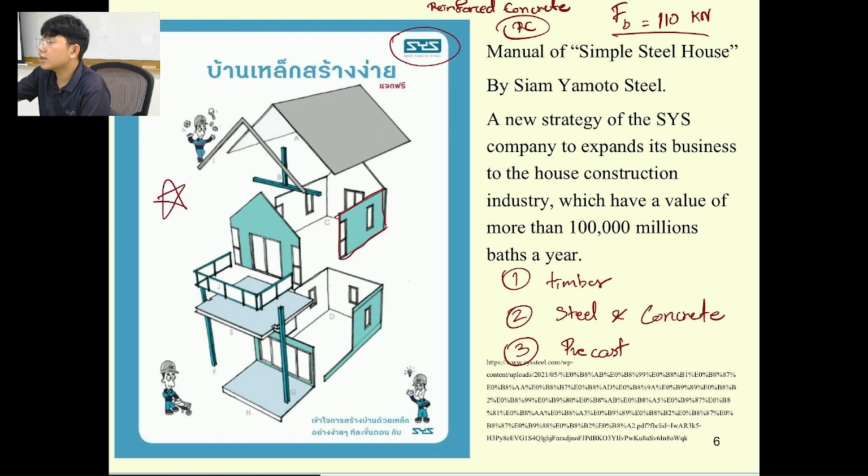You can just order it, and they're going to cast it for you. When it reaches your field, you can just put it together like Lego. They have interlocking for you. You can just assemble it together, and you're going to get a house in about just 14 days, for example.